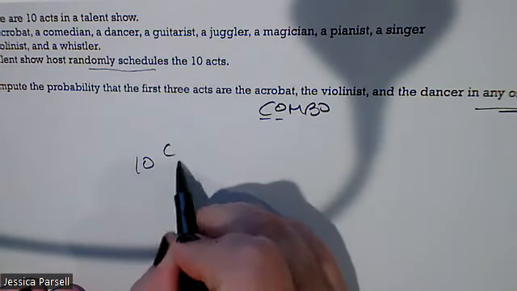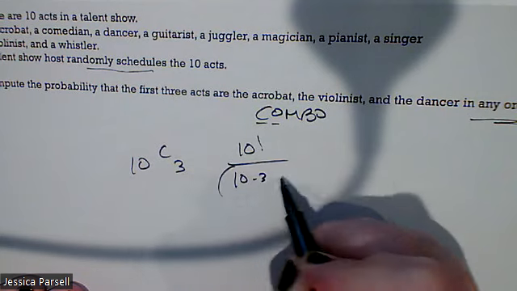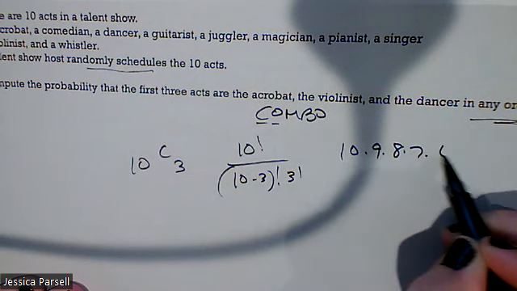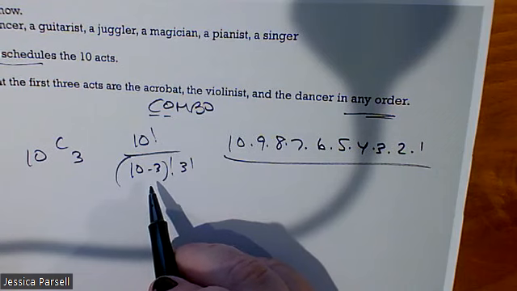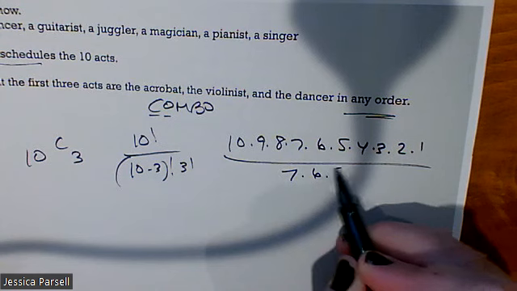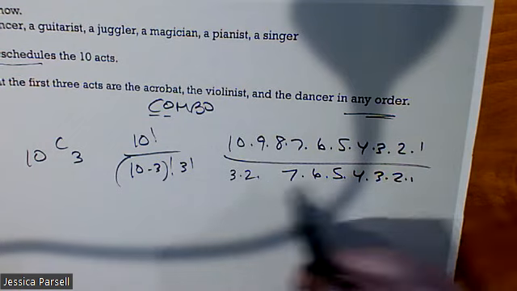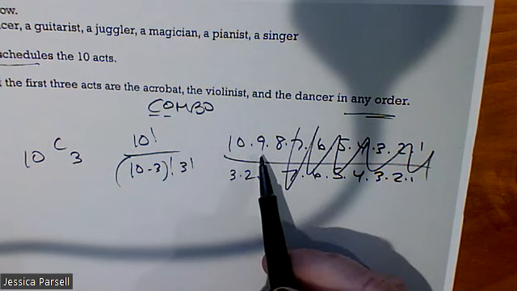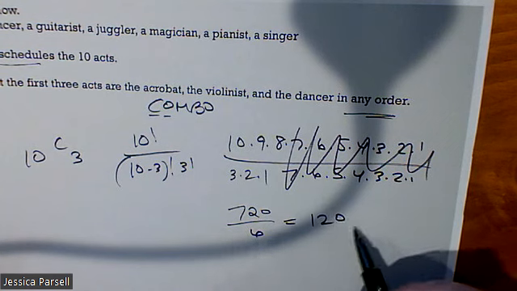Okay, so we have 10 acts. We're going to choose 3. Order doesn't matter. So we have our 10 factorial over 10 minus 3 factorial times 3 factorial. So 10, 9, 8, 7, 6, 5, 4, 3, 2, 1 over 10 minus 3 is 7, right? I think it is. So 7 times 6 times 5 times 4 times 3 times 2 times 1. We still have to deal with this pesky 3 times 2 times 1. All of this cancels. So 10 times 9, 90 times 8, 720 over 6. So that's going to leave us 120.